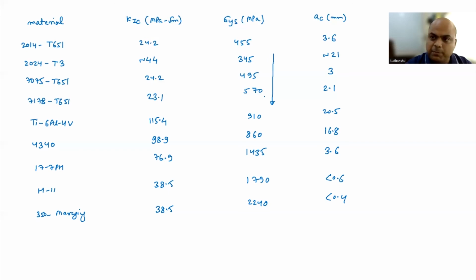Okay, let's do one more quick problem and then we'll close this class. So now assume a component. You are going to make a component from 0.45 C nickel chrome moly steel.